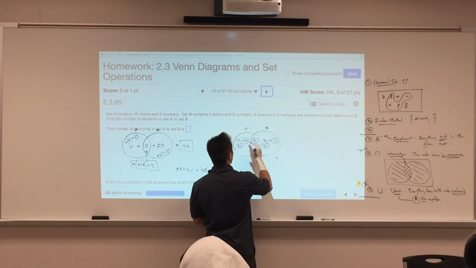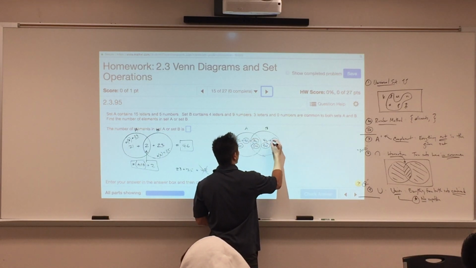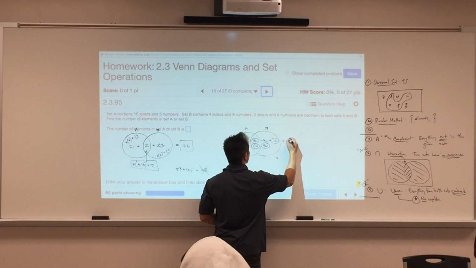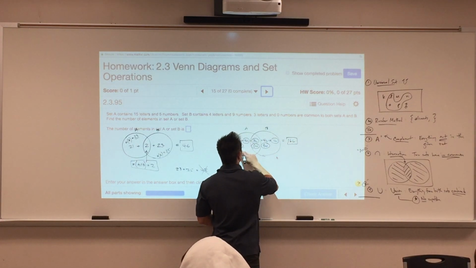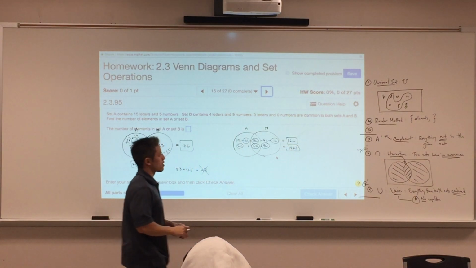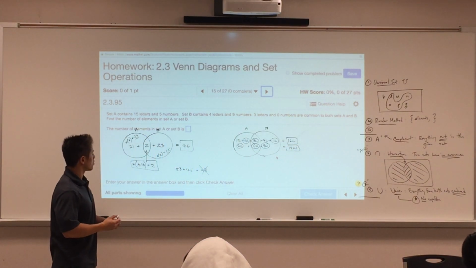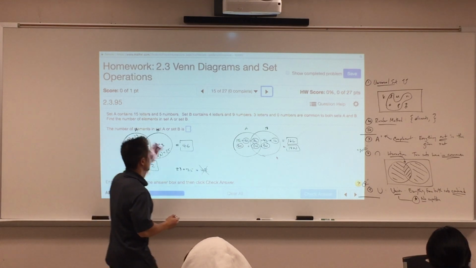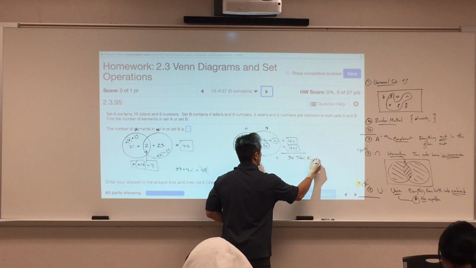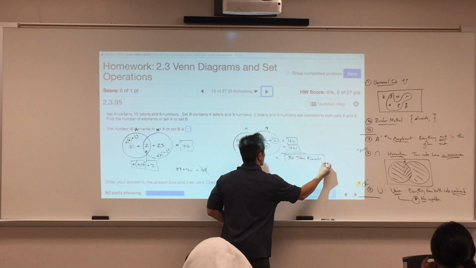So therefore, we add all these together. 12 plus 3 plus 1, which is 16 letters. 5 plus 0 plus 9 is going to be 14 numbers. And that is our answer. Oh, number of elements. So the total elements, I guess that you would want 30 total elements. So that's actually your answer.